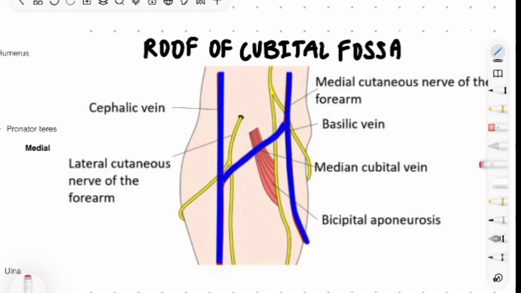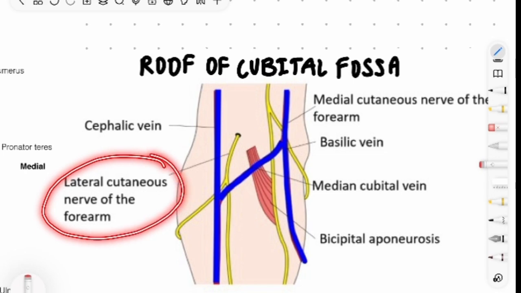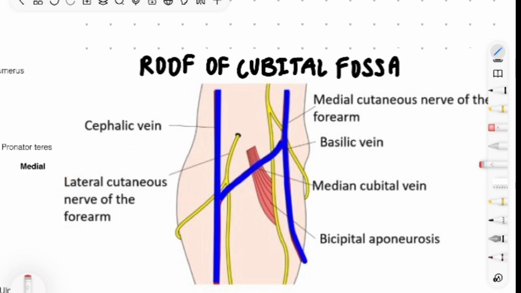Okay, and it also has some cutaneous nerves. What are those cutaneous nerves? There are two cutaneous nerves. The first one is the lateral cutaneous nerve of forearm, and the second one is the medial cutaneous nerve of forearm. One more important point to note here, it can be asked as an MCQ: lateral cutaneous nerve of forearm is accompanied by the cephalic vein, whereas similarly the medial cutaneous nerve of forearm is accompanied by the basilic vein.